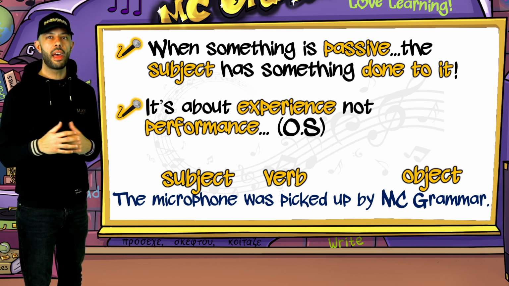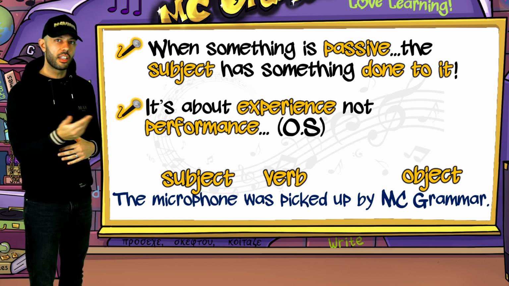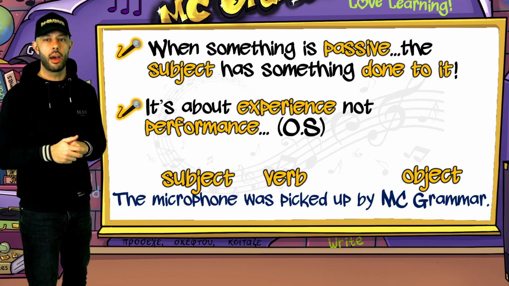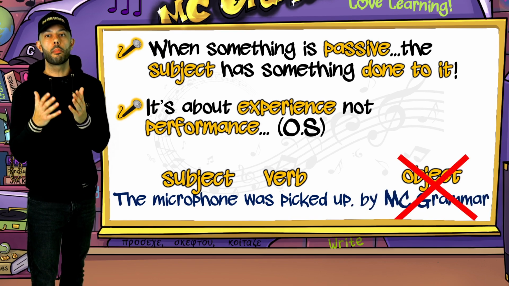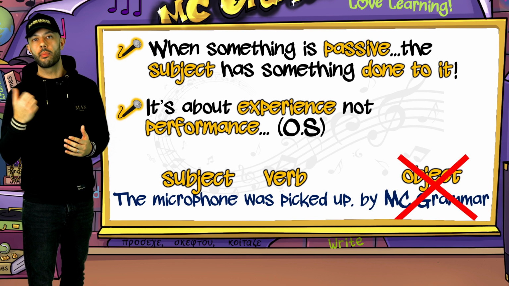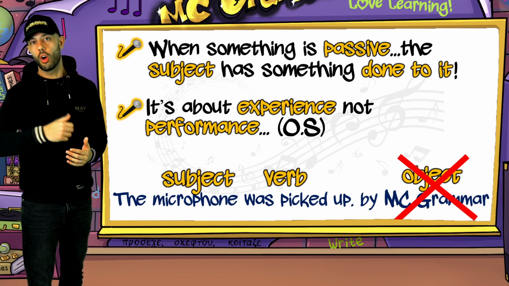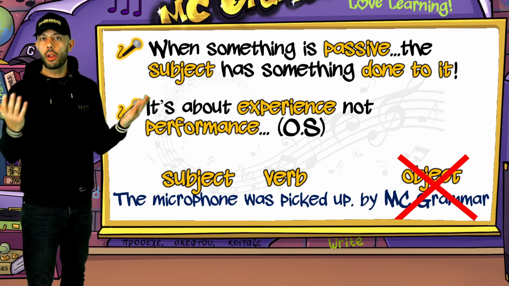Now, why would you use the passive voice? Well, let's look at this example here. We can get rid of MC Grammar and it says, the microphone was picked up. We've got rid of MC Grammar now. It's gone. By who? We don't have that information.